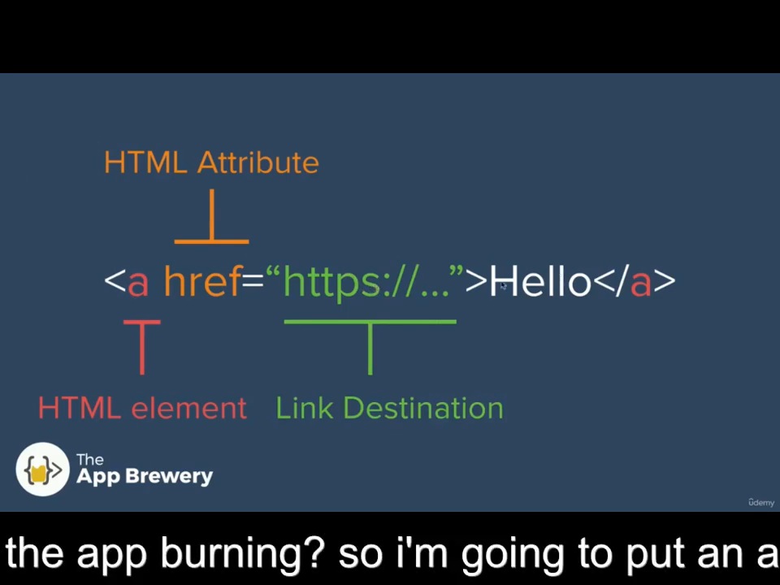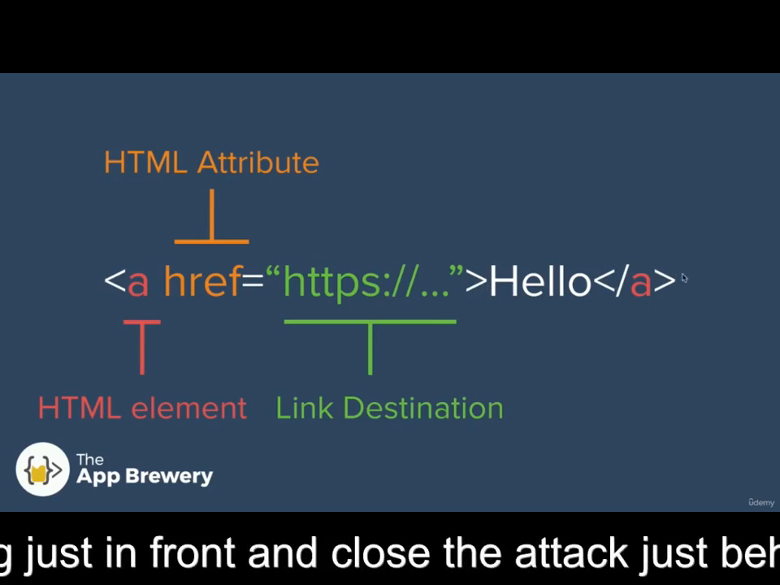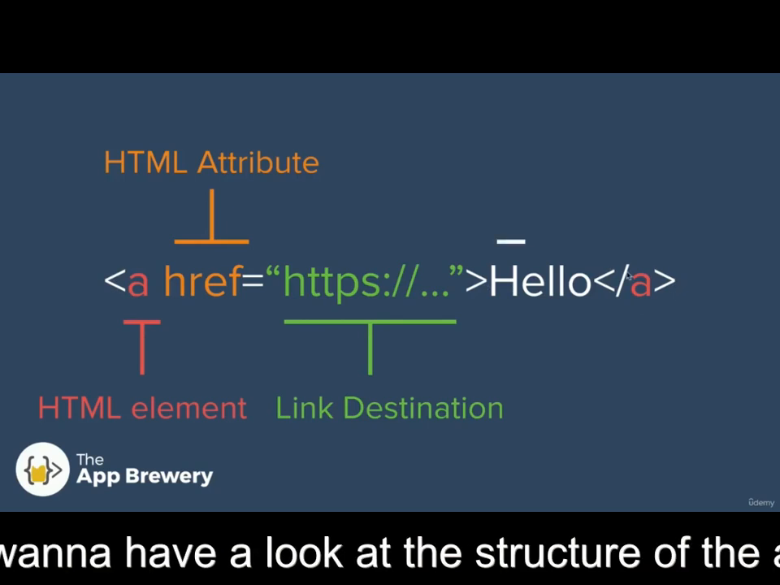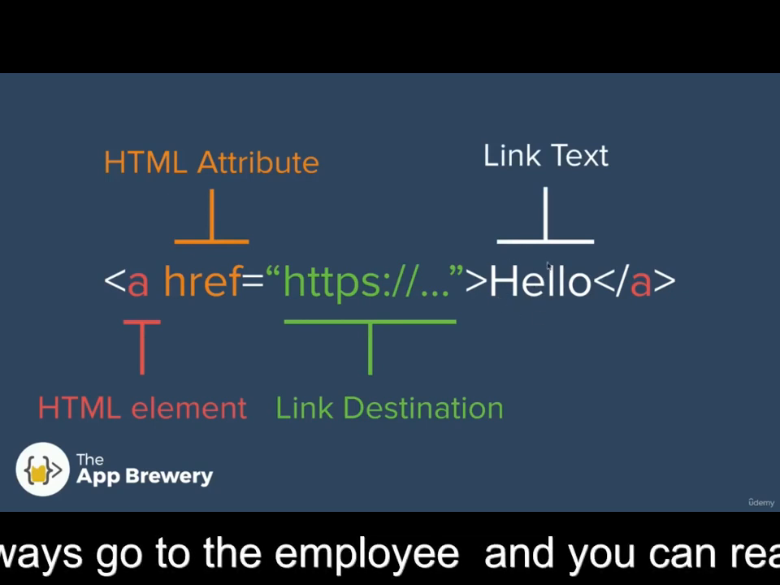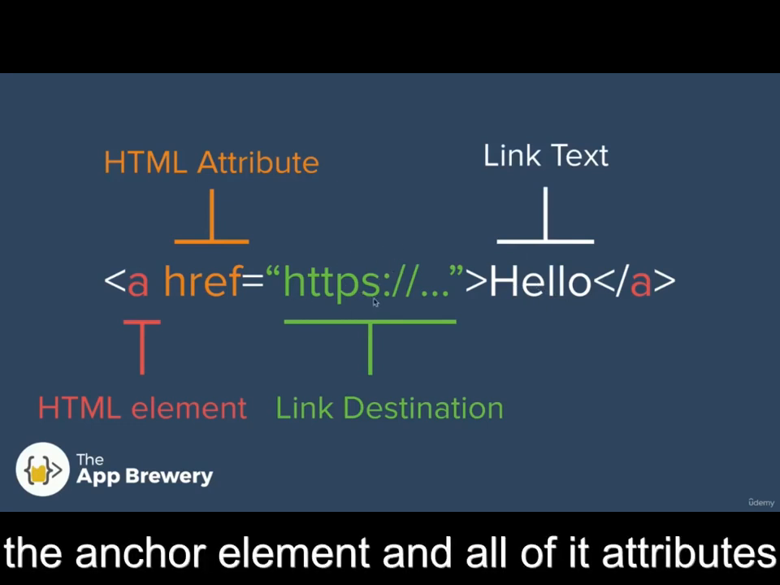And the anchor tag is not a self-closing tag. So it has a closing tag at the end. And between the open tag and the closing tag is our link text. So that's the bit of text that's going to be underlined and highlighted in blue so that the user knows that when they click on this word, this is going to take them to that link.